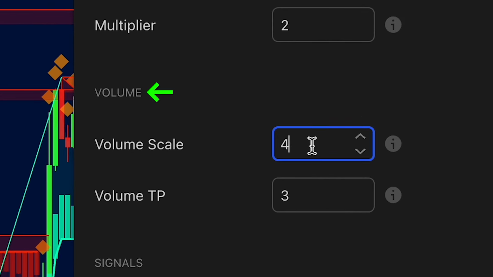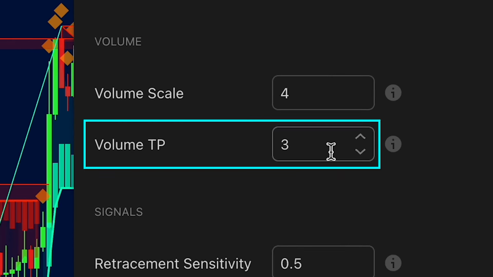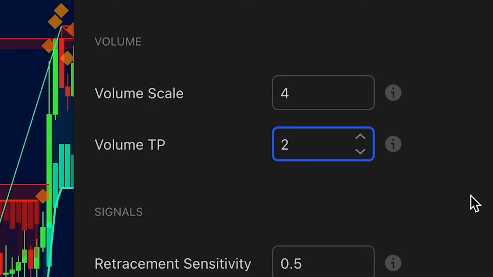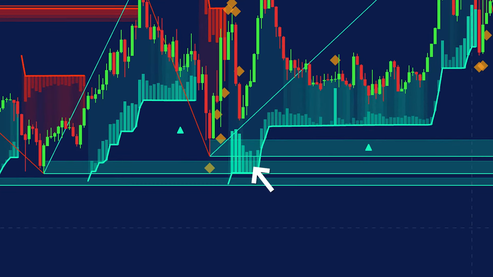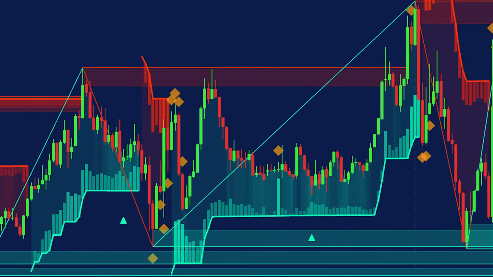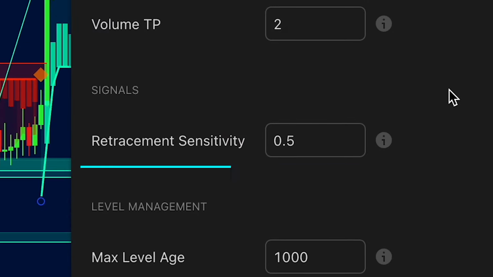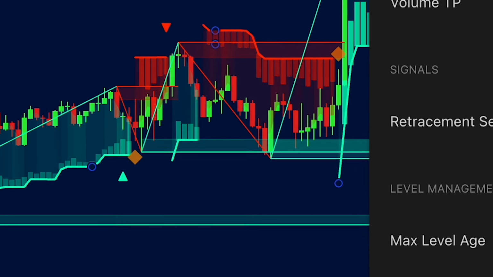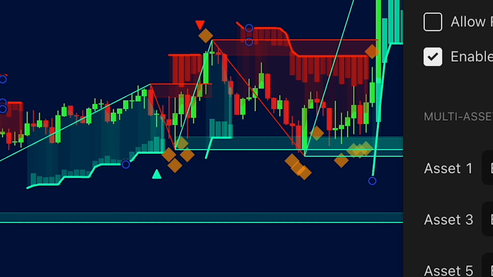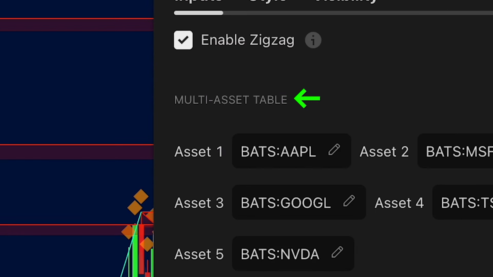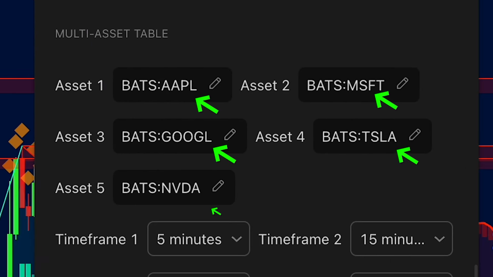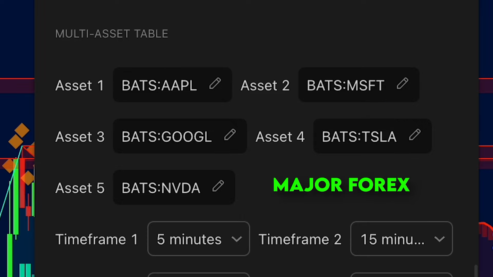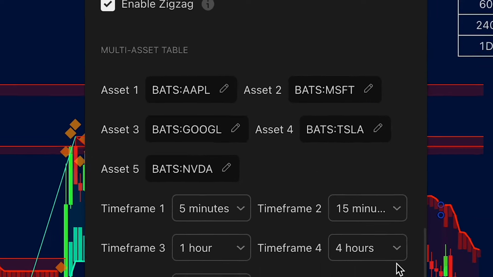Under volume settings, set the volume scale to 4 and volume TP threshold to 2. This highlights significant volume events that matter for day trading while filtering out normal fluctuations. Next, you want to enable the retracement sensitivity at 0.5, which catches pullbacks to the Supertrend line that often provide the best risk-reward entries. In the multi-asset table, configure 5 markets you actively day trade. I recommend major forex pairs, indices, and any specific assets you focus on.